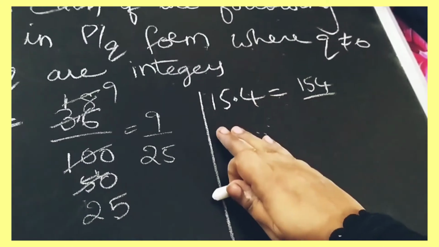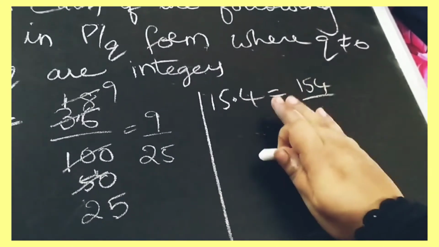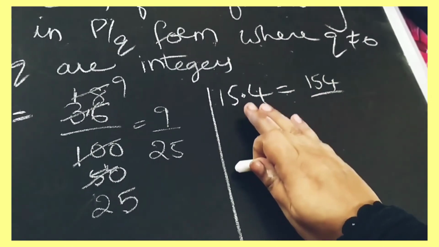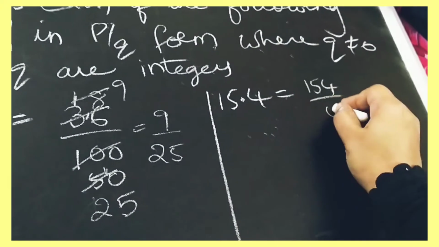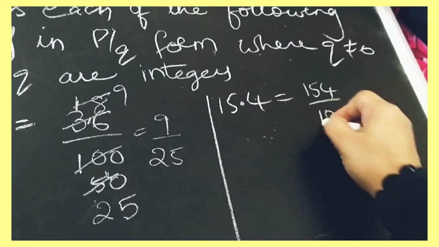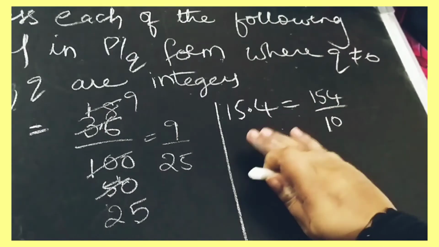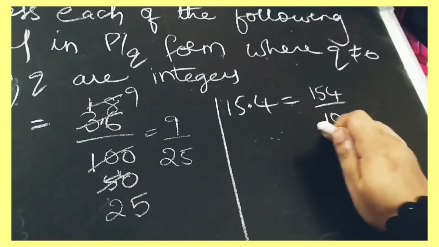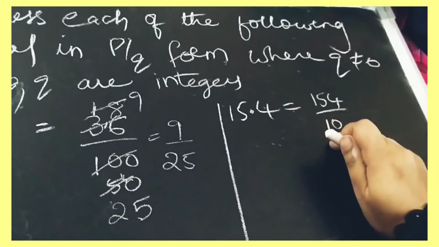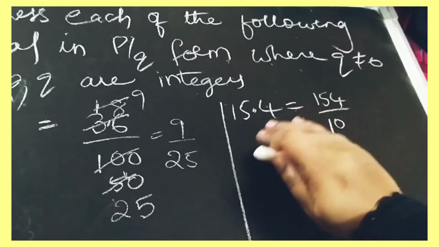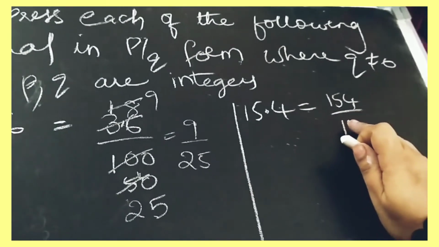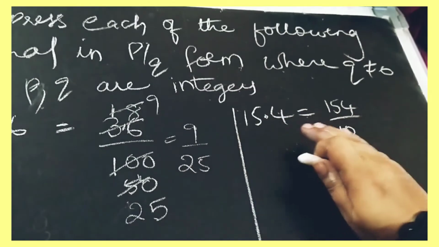You have to write this 15.4 as 154 by, after the point how many numbers are there, one number is there, so 10 you have to write. If after the point one number is there, 10 you have to write. If two numbers are there, 100. If three numbers are there, 1000. If four numbers are there, 10,000, like this.